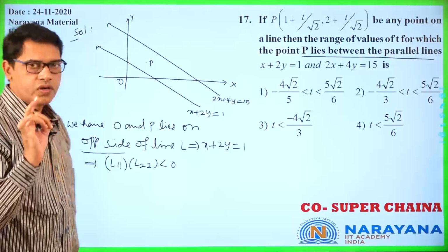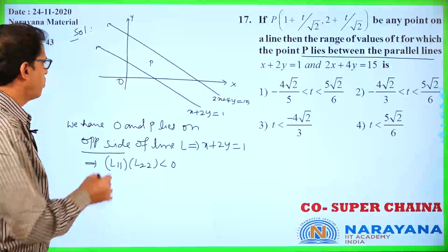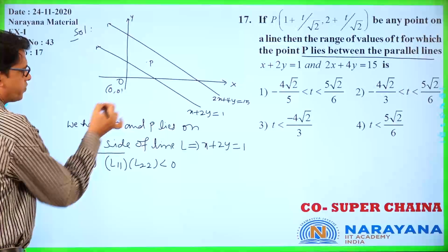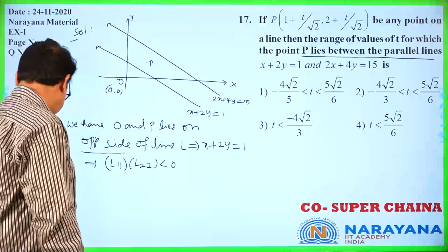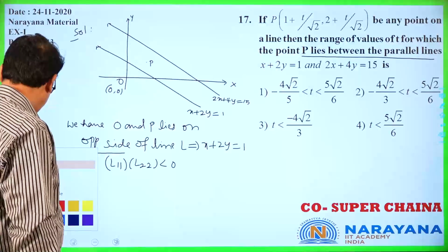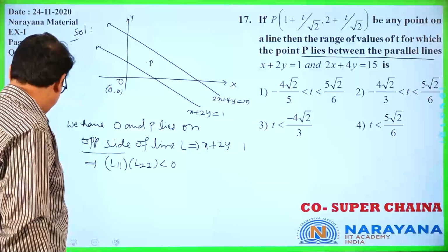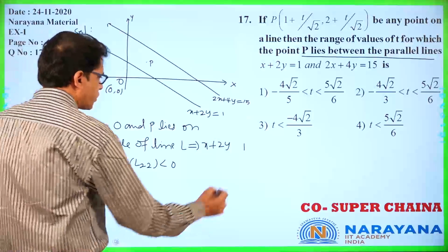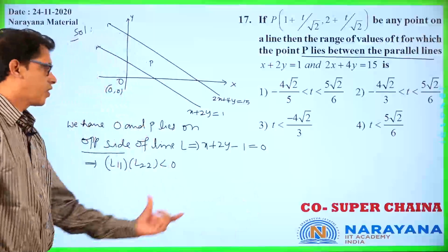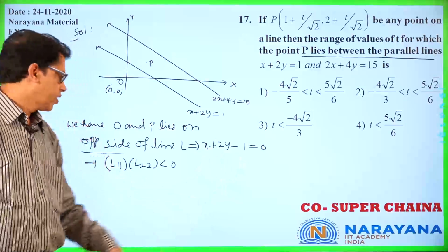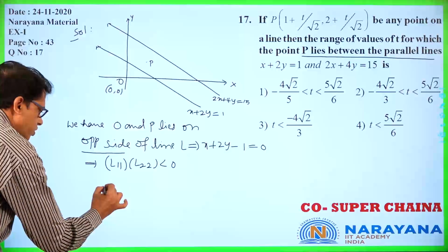L11 means what? Substitute the point in the line. So 0 comma 0. If you substitute here, x value 0, y value 0, and the constant remains the same. So what we get? Minus 1. L means this part, left hand side. Okay? So L11 value is minus 1.